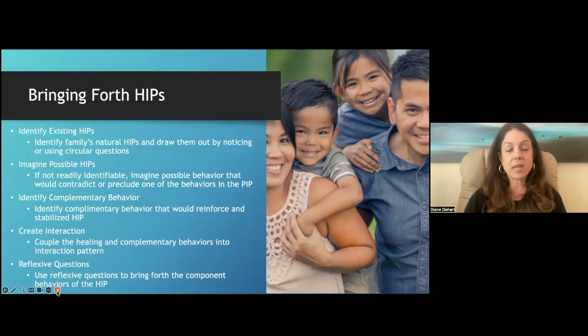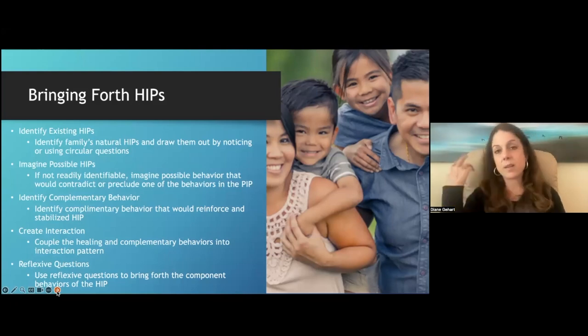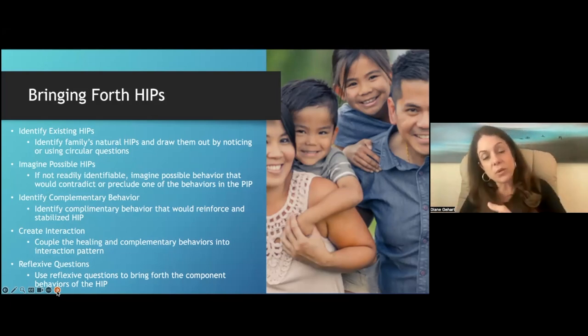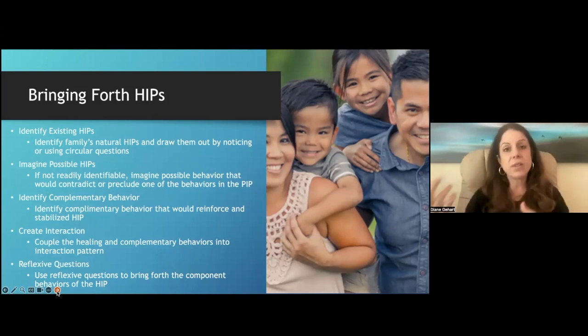So you can help create an interaction, either in session or out of session, where you talk about what that healing pattern might look like. And you can use reflexive questions to bring forth the components of the HIP. So like, I don't know, say the kid takes out the trash but never puts on the liner. I know this is a minor problem, but sometimes it's helpful to just deal with simple problems. You can say, so when you're walking back, why is it you don't think to put the liner in? What are you doing instead? Where is your mind? What are you thinking about?